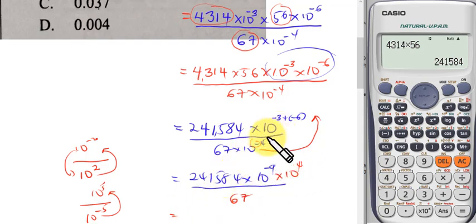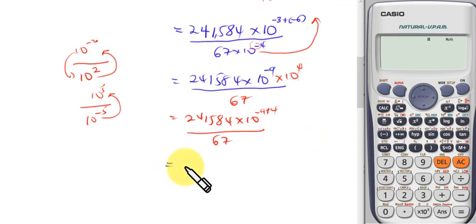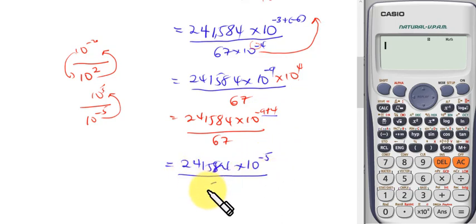So I could have done the simplification right away here, but let me add another step. So I have 241584 times 10 to the power here too. I have the same base, so I have to add this. So I'll have negative 9 plus 4, all divided by 67. So we have 241584 here, and we have 10 raised to the power negative 9 plus 4, so that will evaluate to negative 5 here, all divided by 67.